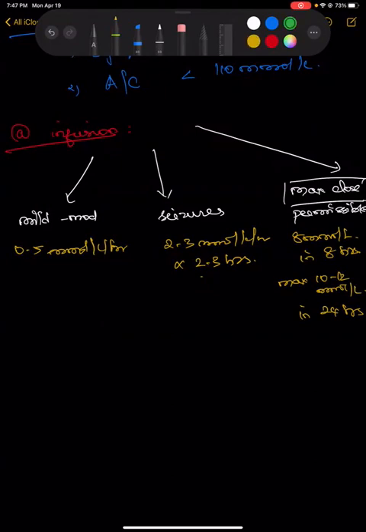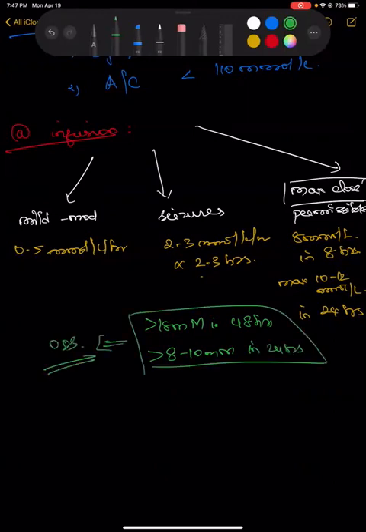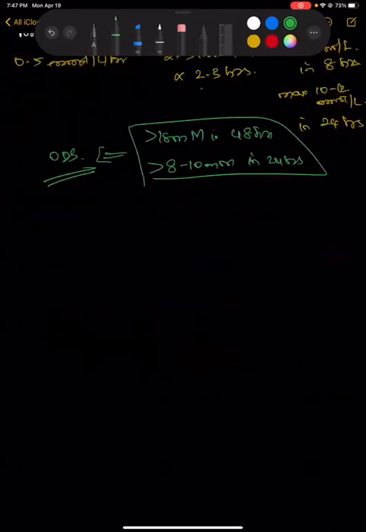If you are correcting it anywhere more than 18 millimoles in 48 hours or more than 8 to 10 millimoles, excuse me, in 24 hours, this can lead to ODS, osmotic demyelination syndrome. So we have to be very careful. Apparently, we have to check once in every 2 hours or once in every hour, you have to check the serum sodium levels when you are correcting the patient. But yeah, it's difficult to do, but then that is how it has to be done.